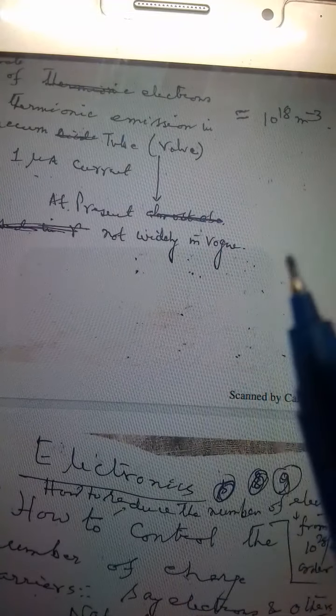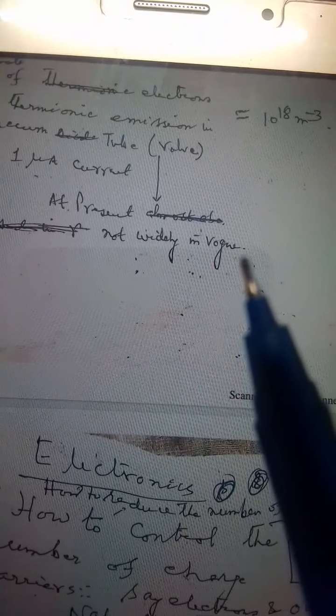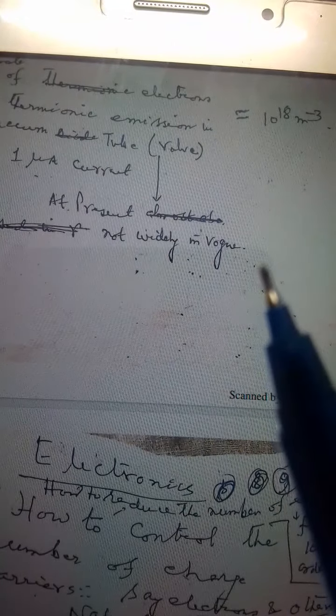So it is 1 microampere current attached. And these valves are not widely in vogue now. Only in very limited cases where more power is necessary. In those electronic equipments, valves are rarely used. Valves are used, but they are very rare cases.